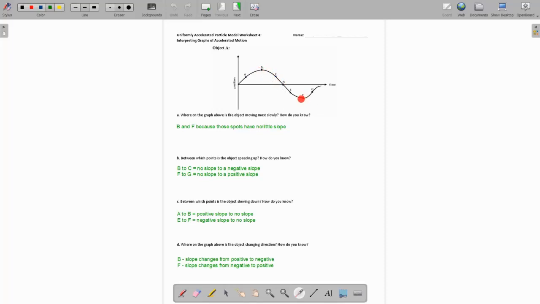And then point F, we go from having a negative slope going into point F, and then coming out of it, there is a positive slope. So at this point, the object changes direction.